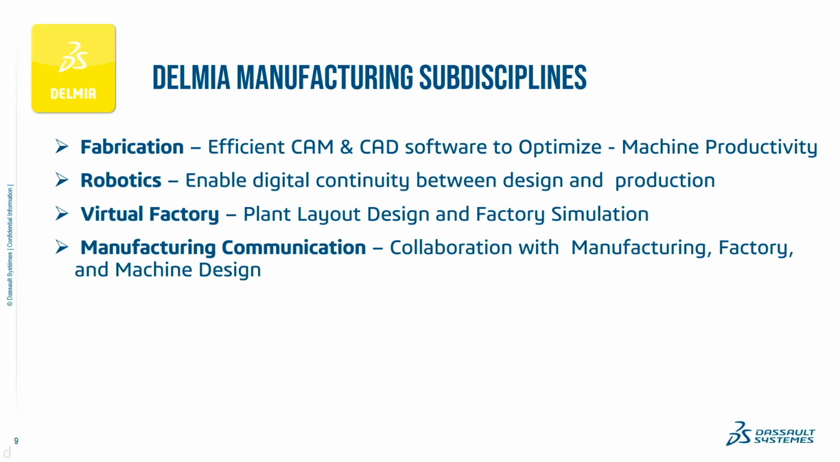So you want to cover the different subjects? Yeah. DELMIA manufacturing has a lot of different areas, subdisciplines inside here: fabrication, robotics, virtual factory, and manufacturing communication. What we're going to touch on is the virtual factory part of it, but more of the layout, the early stages of it. Jeff had a previous slide with a bunch of other areas. If we program robots with the robot programmer, we can then bring that information into here and use it.